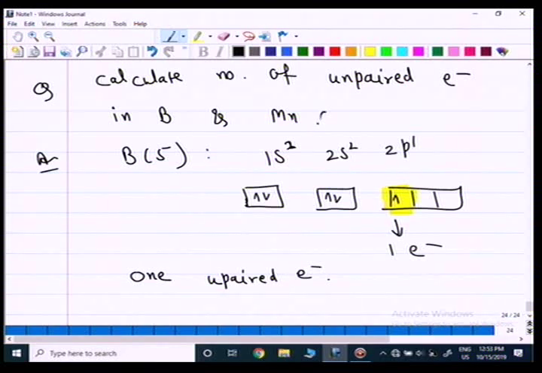Please do it for manganese. Atomic number of manganese is 25. Determine the number of unpaired electrons. Do that. Do it for the manganese. Any confusion regarding this one?